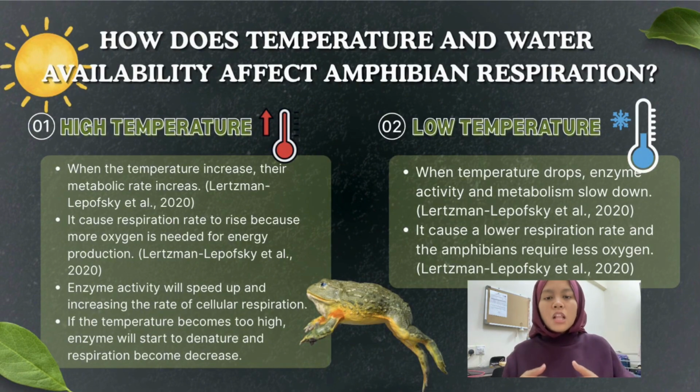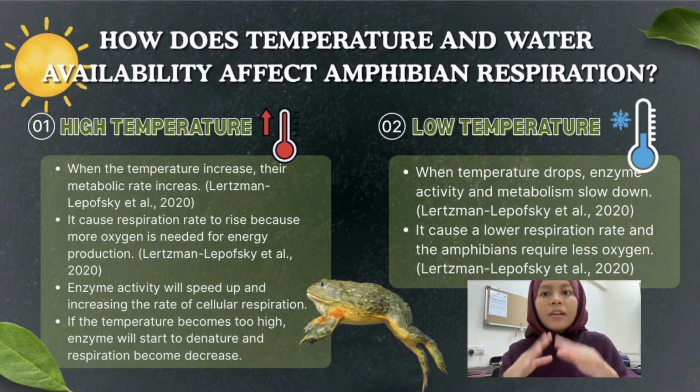On the other hand, low temperature has the opposite effect. When the temperature drops, both enzyme activity and metabolism slow down. The amphibian's body uses less energy, so it requires less oxygen. This leads to a lower respiration rate. That's why amphibians tend to become more sluggish or inactive in cold environments. They don't need as much oxygen because everything in their body is operating at a slower pace.